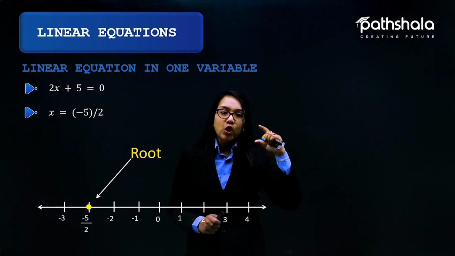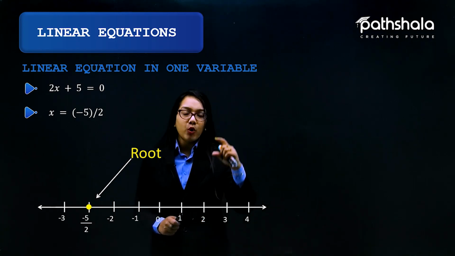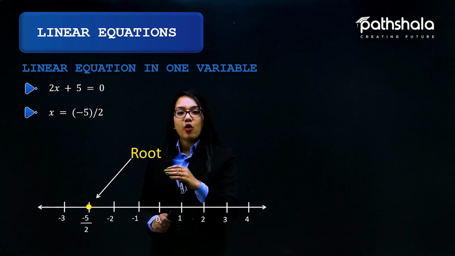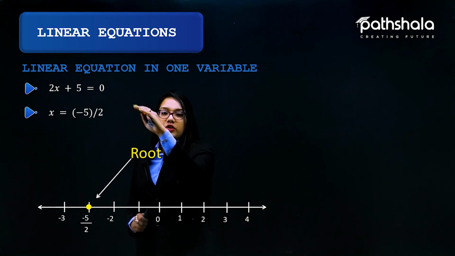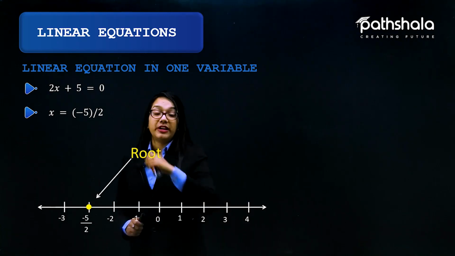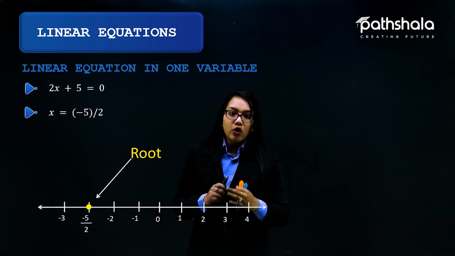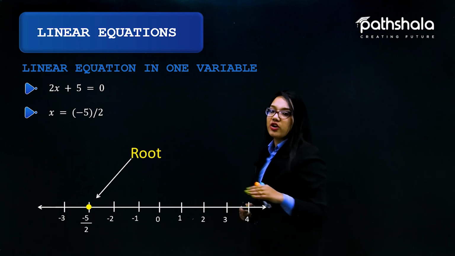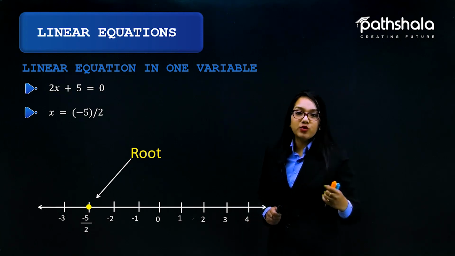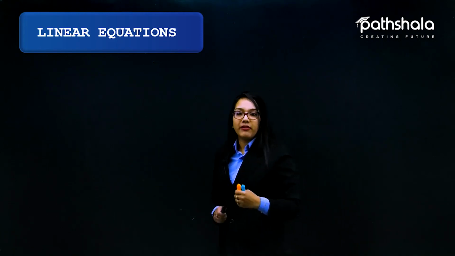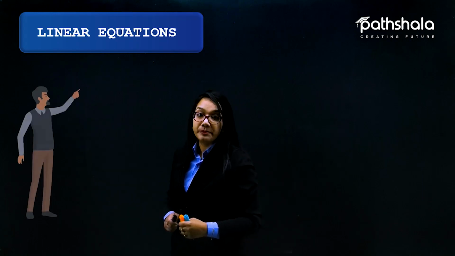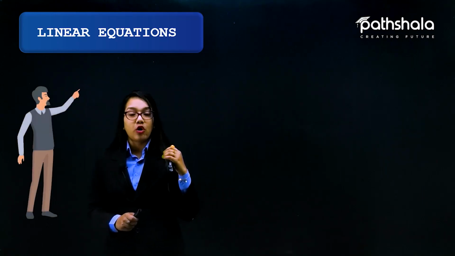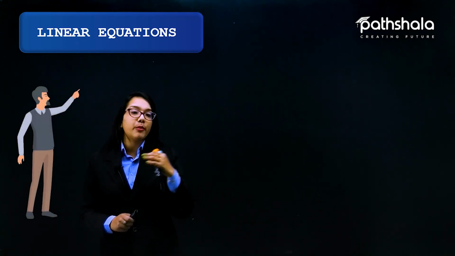Always remember, solution and root are one and the same thing, and they are called the root and the solution of this particular linear equation in one variable. It means that a root or a solution can be represented on a number line in such a way. So let us move forward and talk about some points to remember.